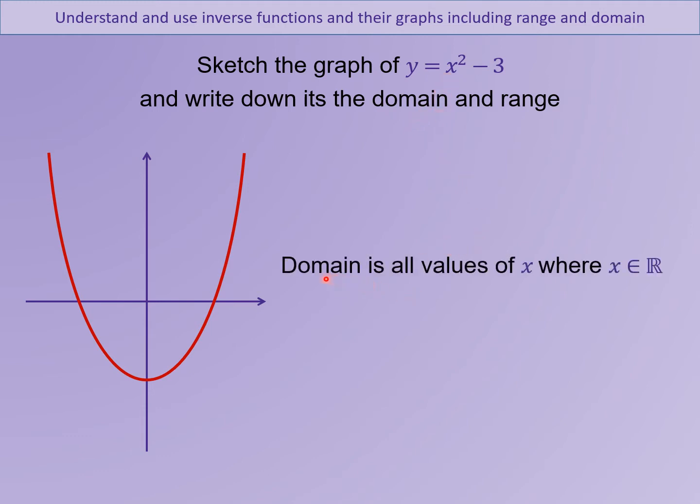So the domain is the same as before. All the values work in this function, so the domain is all the possible values of x, where x belongs to all the real numbers. So what about the range? What answers can you actually get out?